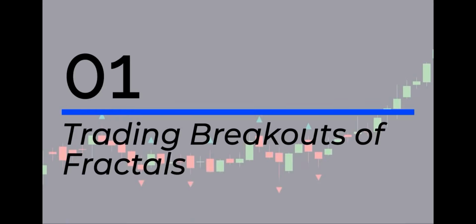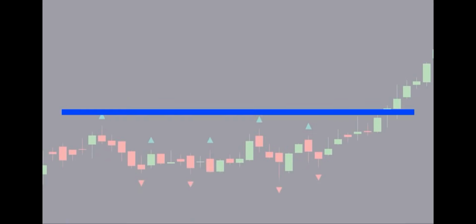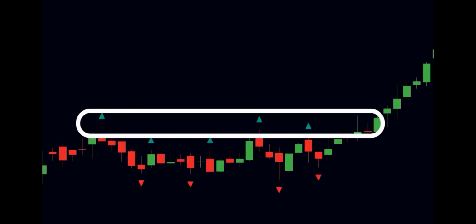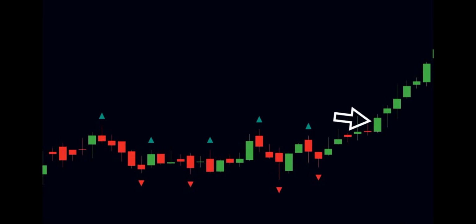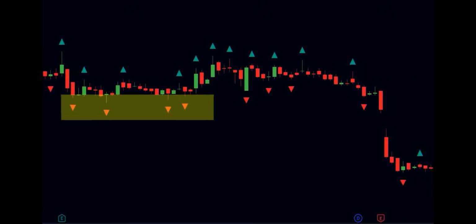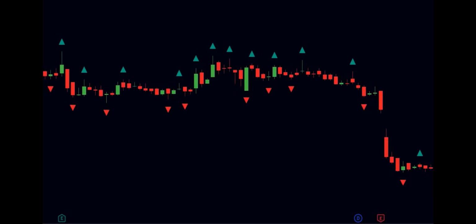The first strategy is trading the breakout of these fractals. The strategy itself is very simple. We will look for fractal clusters at a certain area, and we will trade their breakouts. For instance, if we look at this chart, here we see that the price created 4 bearish fractals around the same price area. This means that a lot of traders have bought the stock around this price area.